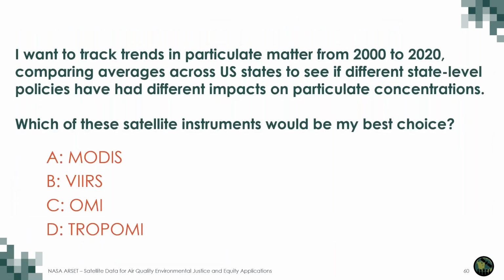So, having learned about some specific satellite instruments and missions, I want to ask, if I want to track trends in particulate matter air pollution from 2000 to 2020 and compare state-level averages to assess the impacts of different state-level policies, which of the following instruments would be my best resource for getting the kind of data I need? MODIS, VIIRS, OMI, or TROPOMI? I'll wait a few seconds to let you pick your answer.